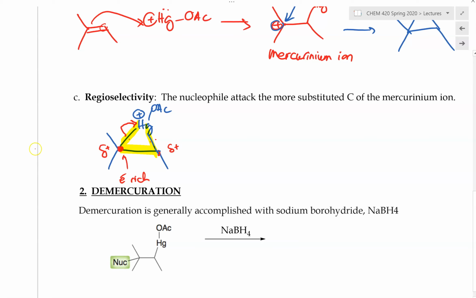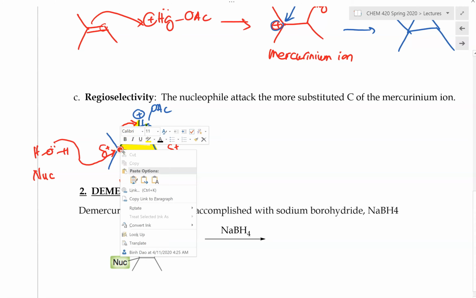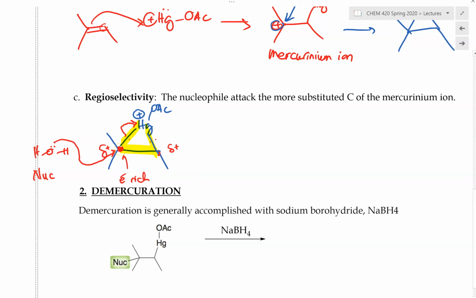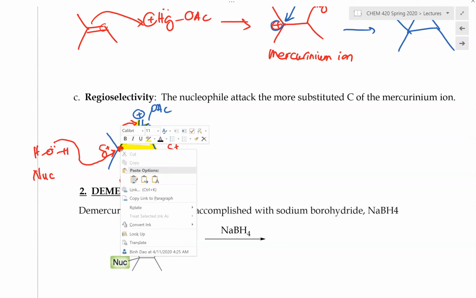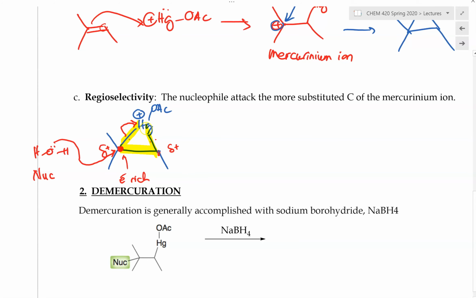So therefore, as we have our nucleophile, in this case water is our nucleophile. Or we can also have any other types of nucleophile that will be able to come in and attack this carbon. Now notice how the nucleophile, in this case water, is attacking the more substituted carbon. And again, it is attacking the more substituted carbon because this carbon donates electron to the mercury as this ring is breaking apart already.